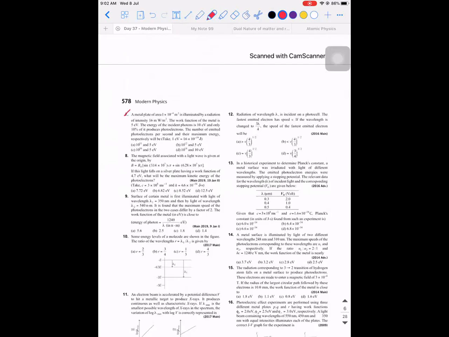Seventh one. A metal plate of area 1 into 10 power minus 4 meter square is illuminated by radiation of intensity 16 milliwatt per meter square. The work function of the metal is 5 electron volt. The energy of the incident photon is 10 electron volt, and only 10% of it produces photoelectron. The number of emitted photoelectrons per second and their maximum kinetic energy will be respectively.